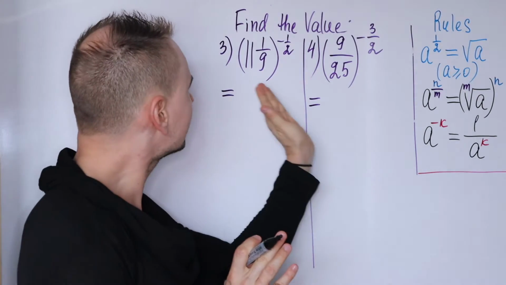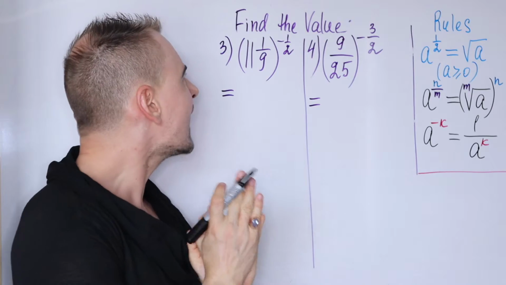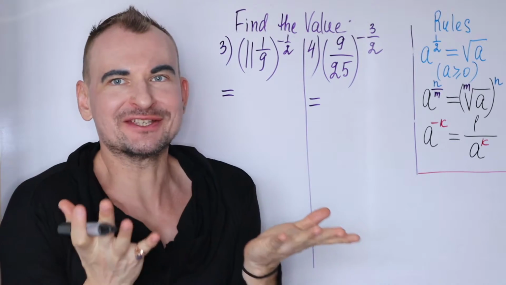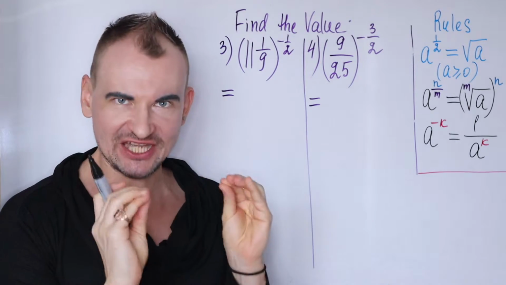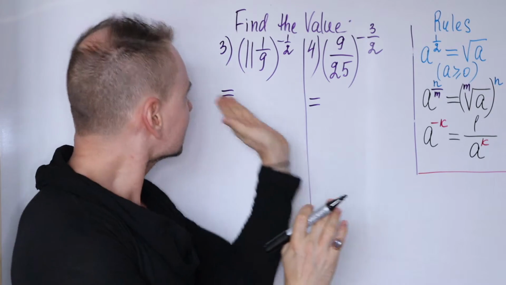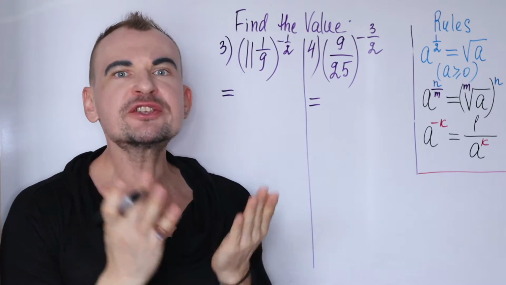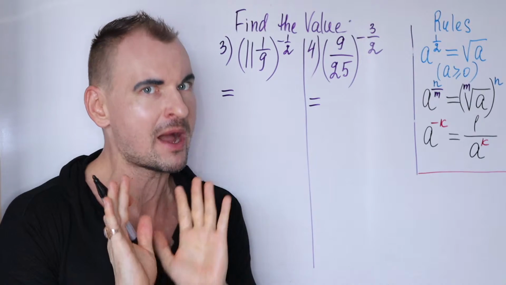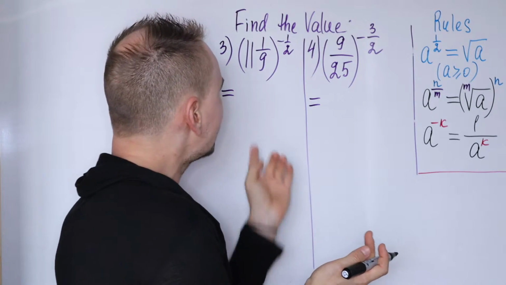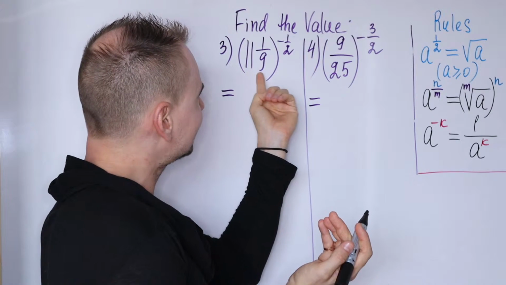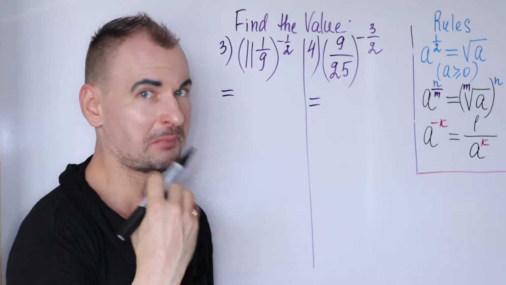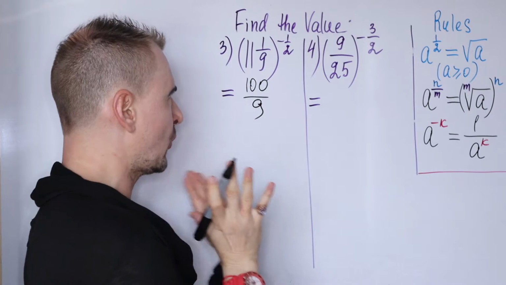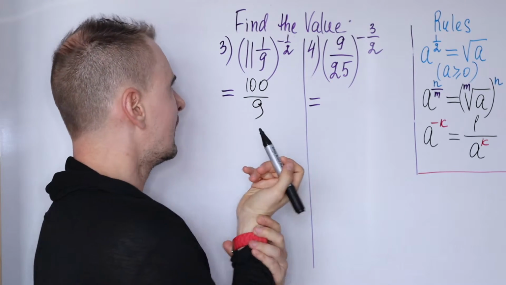Alright, say you have something like this: 11 and 1 over 9 raised to the negative one half, and you need to evaluate this number, obviously without using a calculator, so you need to find the value. Again, your base appears as a mixed number, so you don't want this. You want to convert it into an improper fraction. You could do it off to the side: 11 times 9 gives you 99, plus 1 gives you 100 over 9. So that's your new base, which is obviously equivalent to the old one.